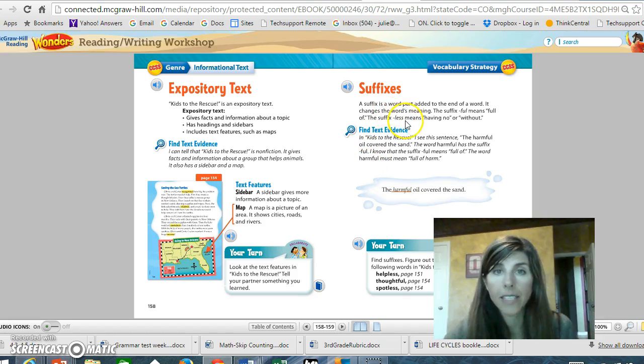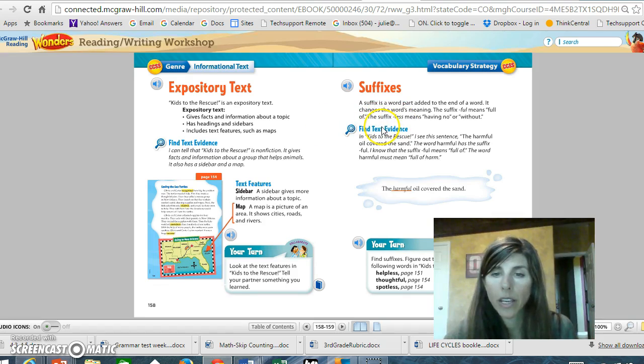The word less means having no or without. So they do change the meaning of a word. Helpless. So helpless, less means without help. They're helpless. Like a little baby is helpless because you have to do everything for them, right? Or a pet is helpless too, because they rely on humans to feed them. So they're without help. They can't help themselves.